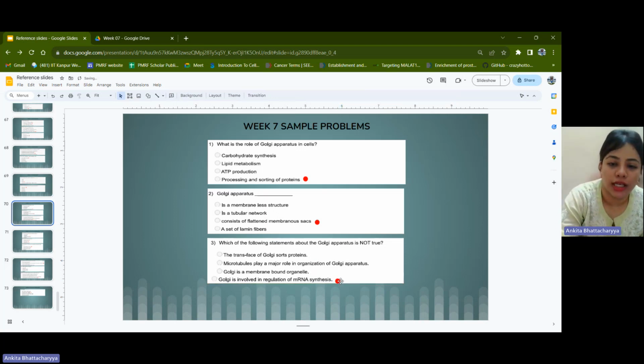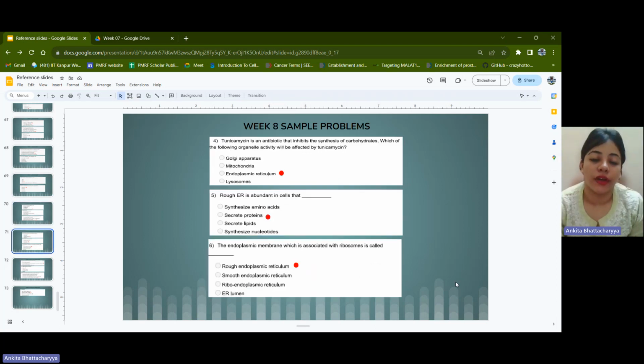So Golgi is involved in the regulation of mRNA synthesis. That is certainly not true. It does not play a role in that. It is a membrane-bound organelle, and microtubules do play a major role in the organization of the Golgi apparatus.